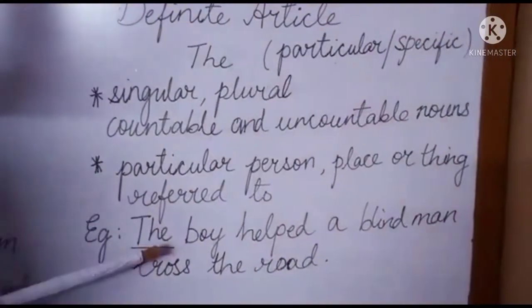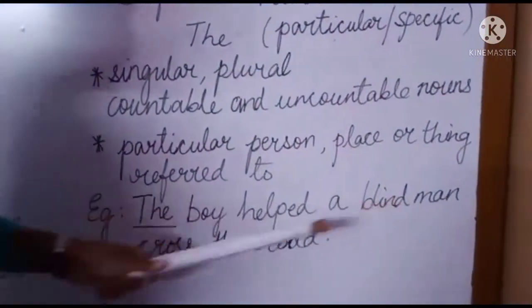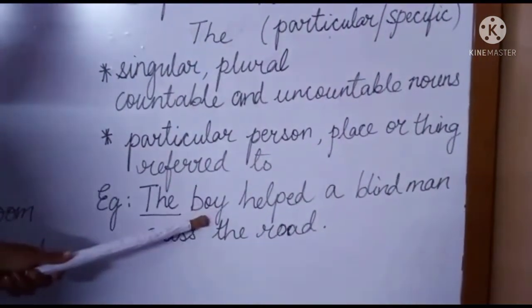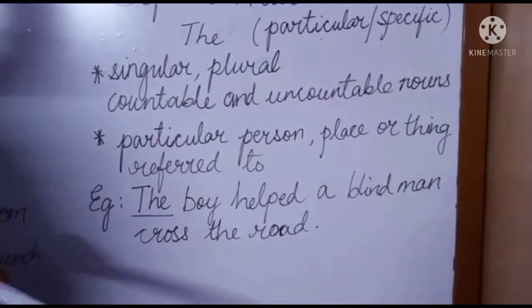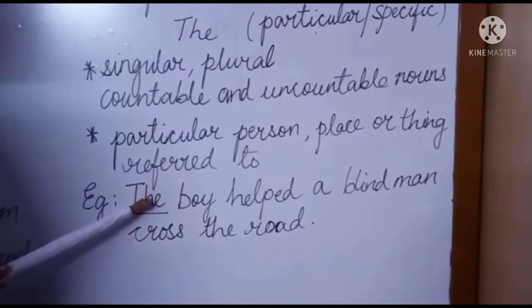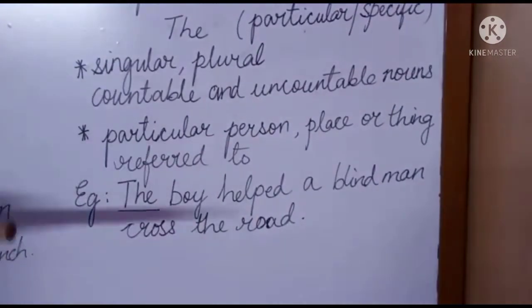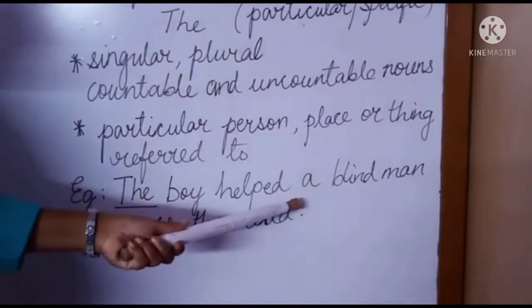Now for example, the boy helped a blind man cross the road. So here we are talking about a particular boy. That's why we are using the. A blind man, maybe we are talking about him for the first time. So we are using a.